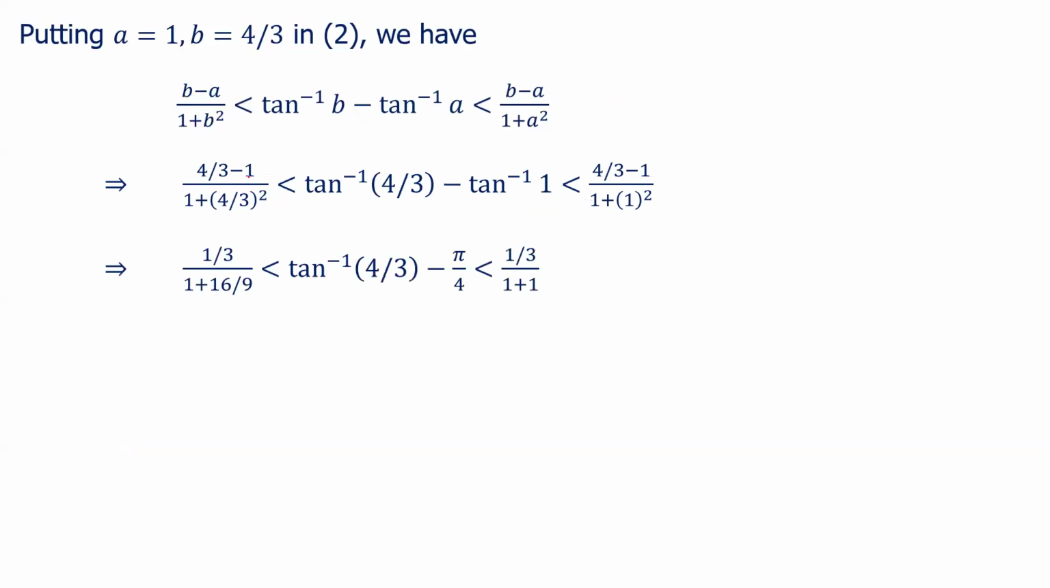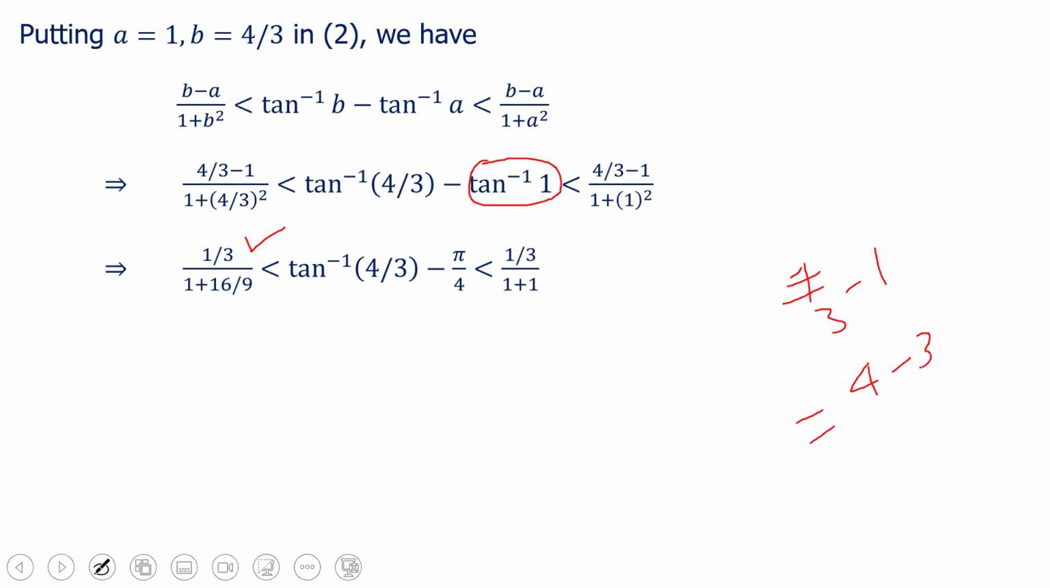4 by 3 minus 1 is nothing but 1 by 3, and 1 plus 16 upon 9, which is less than tan inverse of 4 by 3 minus tan inverse of 1, is nothing but pi by 4, 45 degree. So we can write it is pi by 4, and this is less than 4 by 3 minus 1. So 4 by 3 minus 1 can be written as 4 minus 3 by 3, which means 1 by 3.